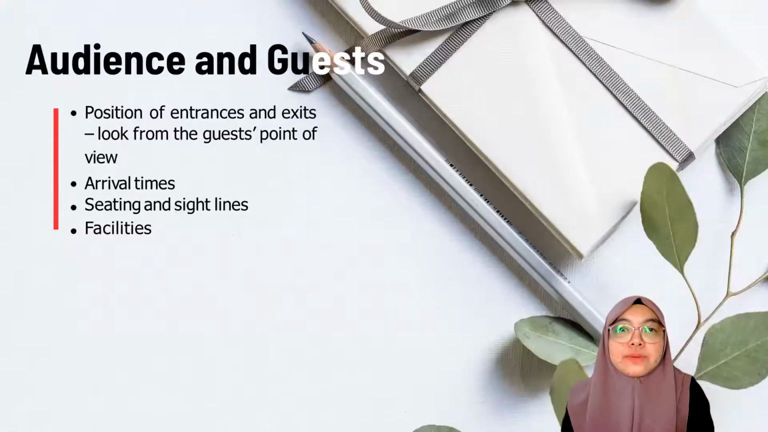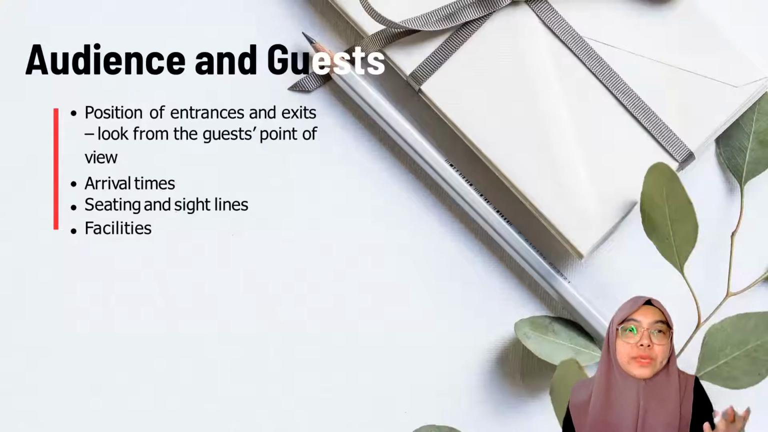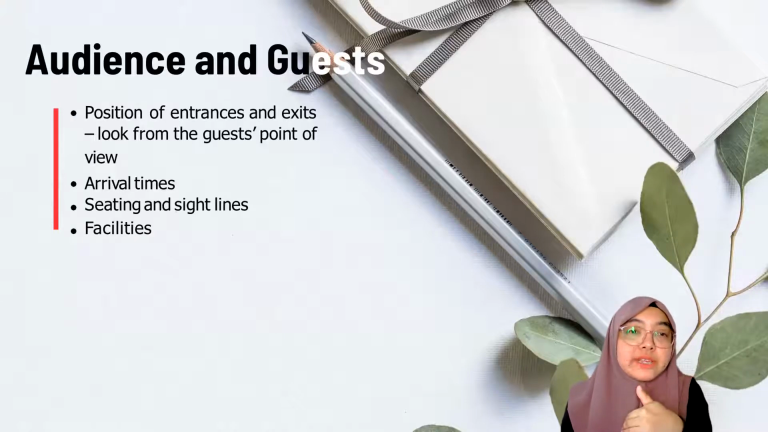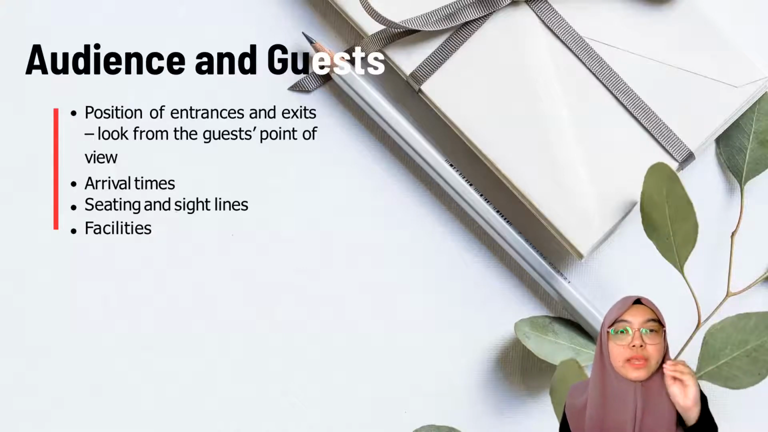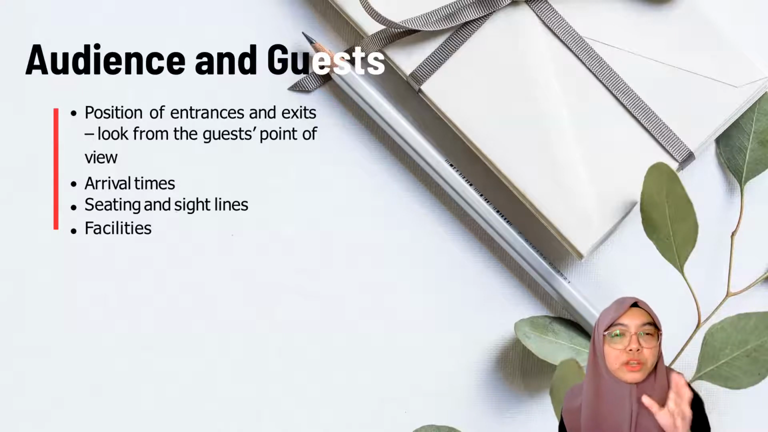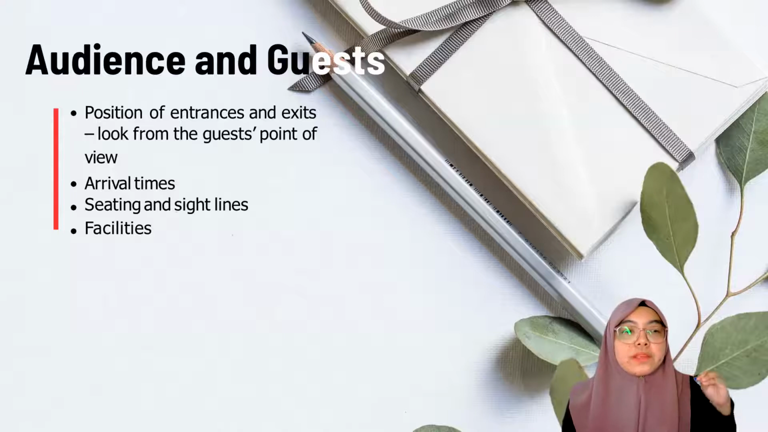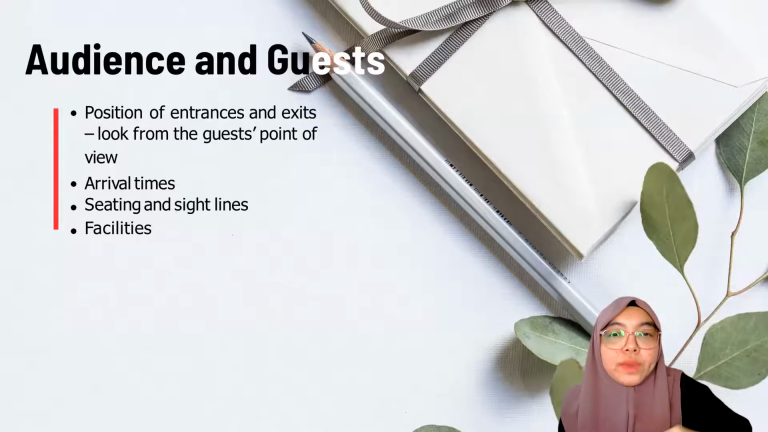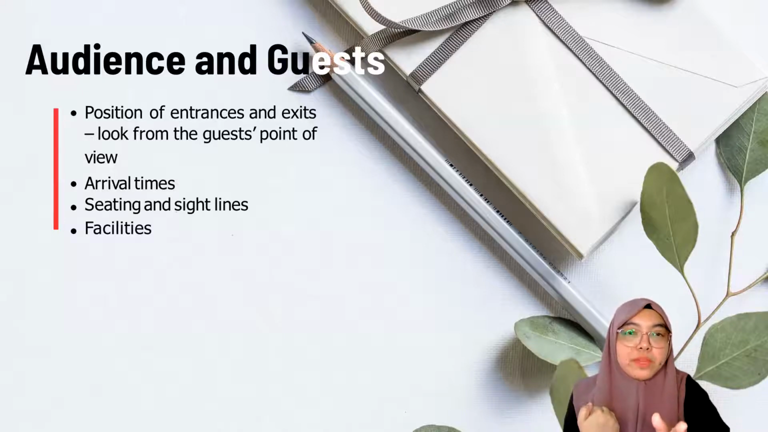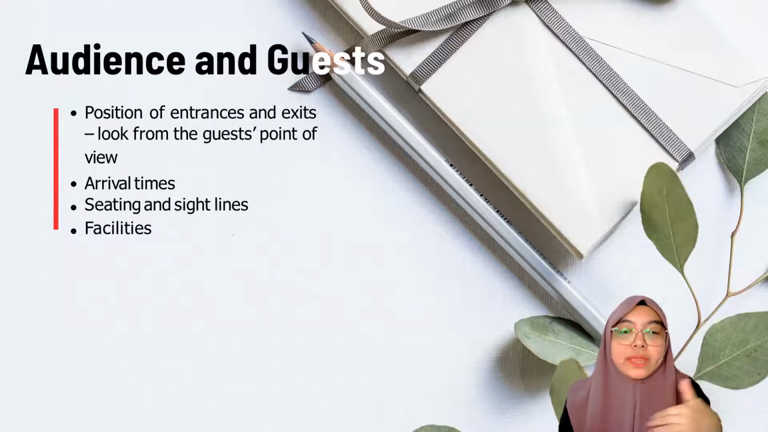Okay, so next we are going to check on the audience and guests. So the position of entrance and exit. Like I mentioned earlier, we need to have a good and separate entrance and exit. From the guest's point of view, you need to check whether it's only one way that people can go and come back, or do you have any, what we call that, a U-turn or any shortcut for your entrance or exit?